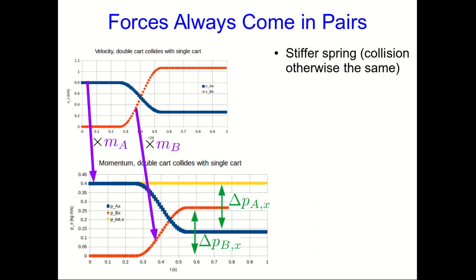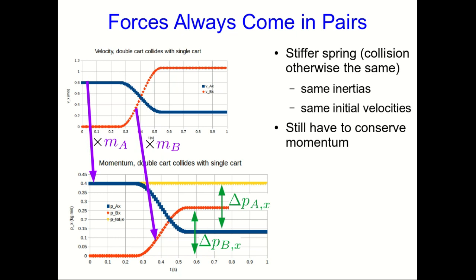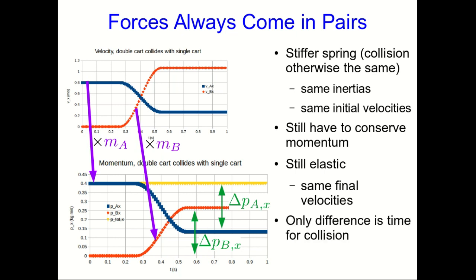So the collision is going to be exactly the same, other than that the soft spring has been replaced with a stiffer one. So in particular, the inertias of these carts are the same, and their initial velocities were the same. Well, we still have to conserve momentum, and if you look, these collisions have been elastic, so I'm going to leave it elastic, and so we have to have the same final velocities. So the only difference is going to be the time for the collision to take place.